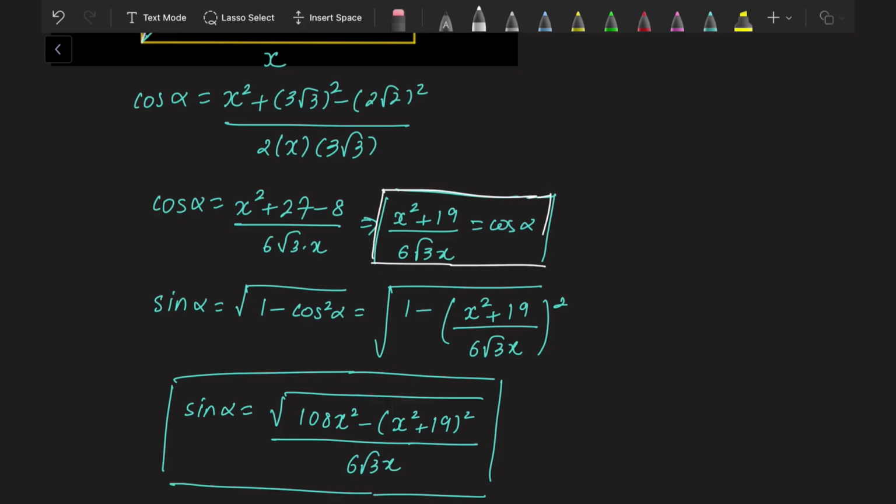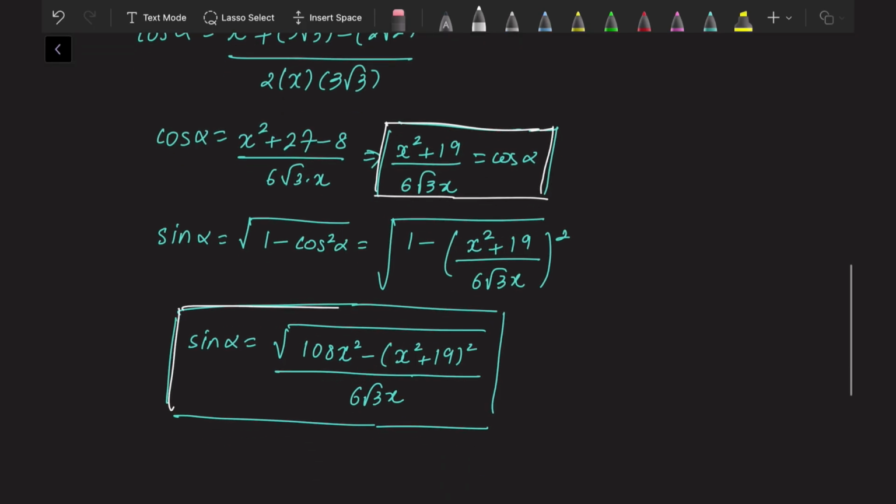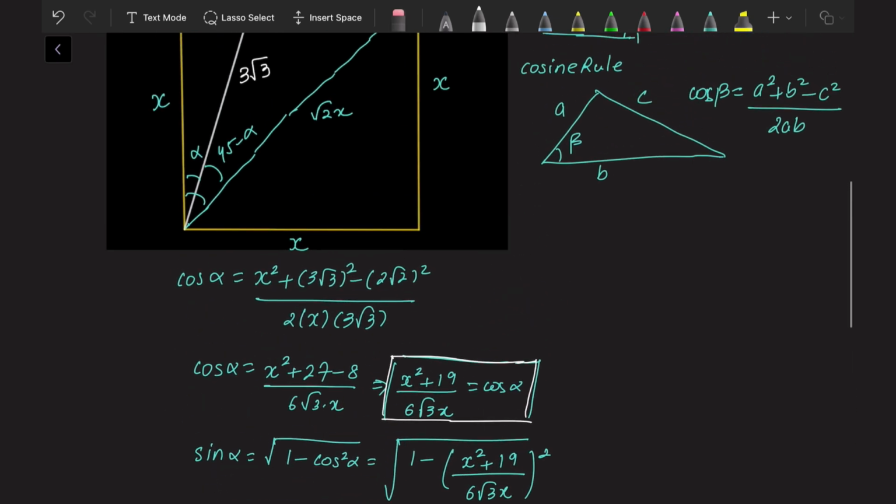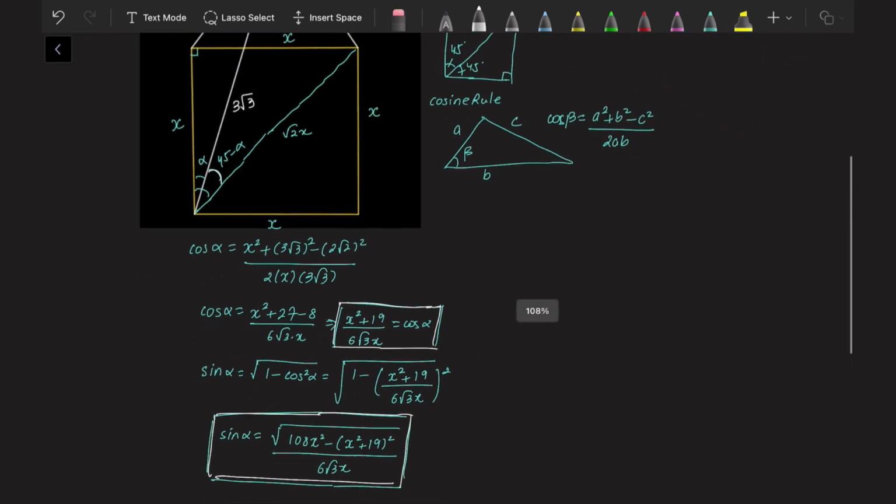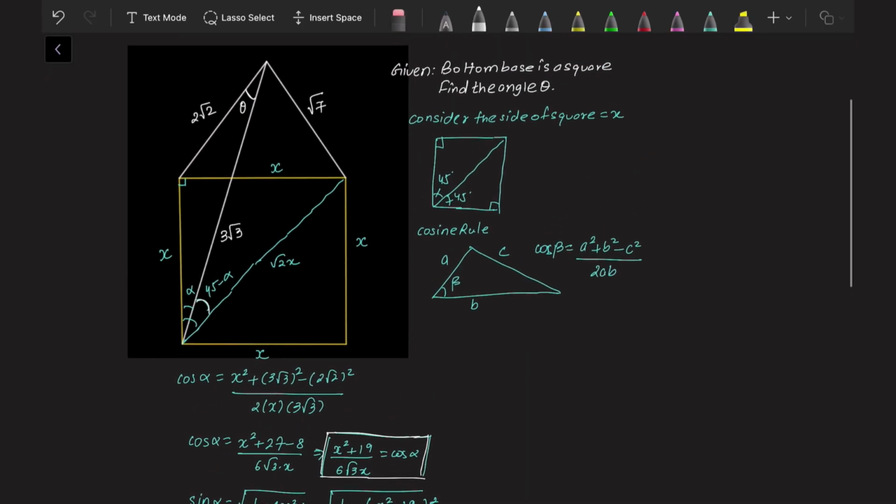White would do. Yes, this is the value of cos alpha that we have, and this is the value of sin alpha. Keep this thing over here. Now look carefully, the angle that we have got over here was 45 minus alpha. So we can have the value of cos of 45 minus alpha from that perspective, considering this particular bigger triangle.